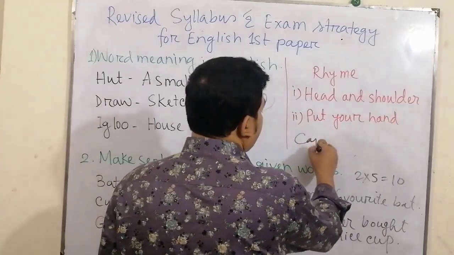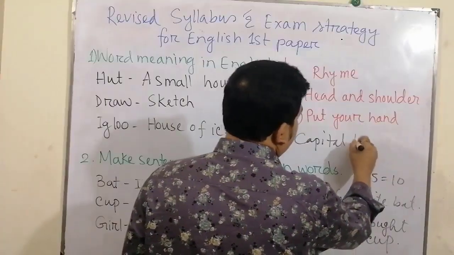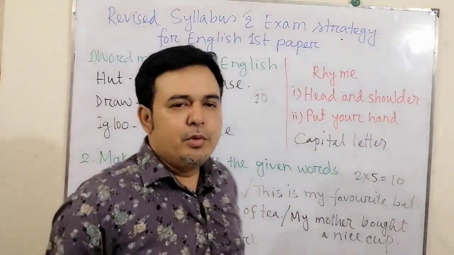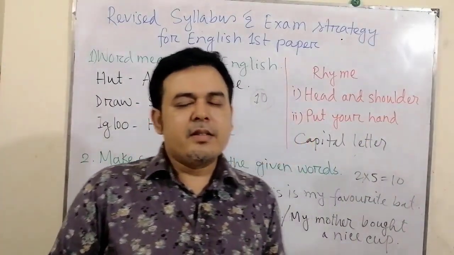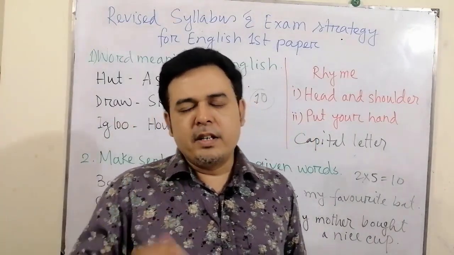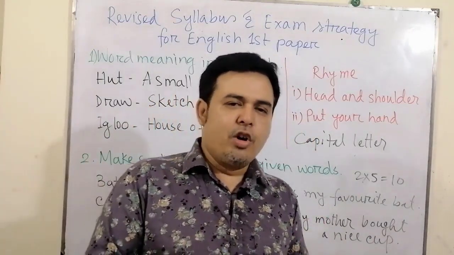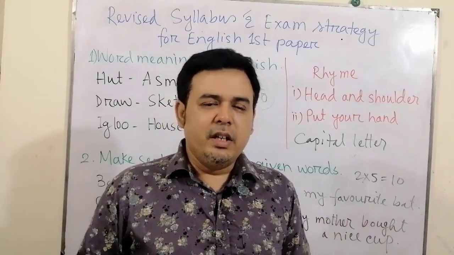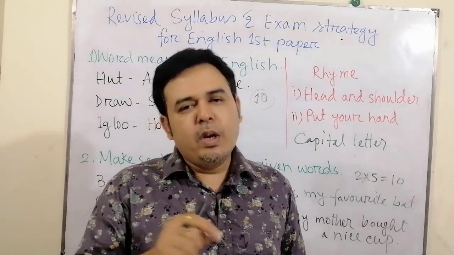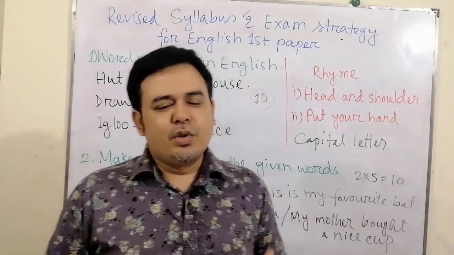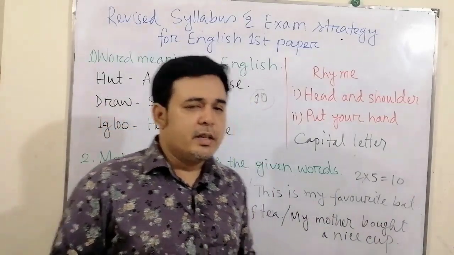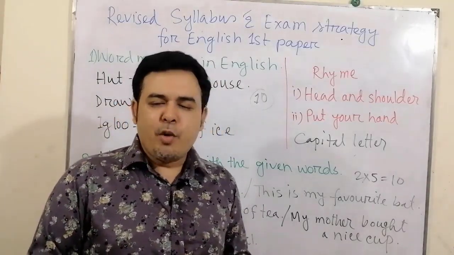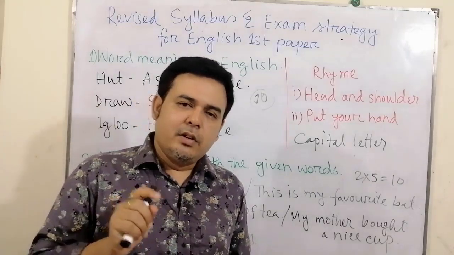Another very important thing: we know that in each and every sentence the first word will be a capital letter, isn't it? But sometimes in the rhyme we find that some sentences or parts of sentences start with a small letter. So as it is written in the book or in the rhyme, you will have to write like that. Clear? So you have to be very cautious about punctuation, capitalization and small letters in the rhyme.